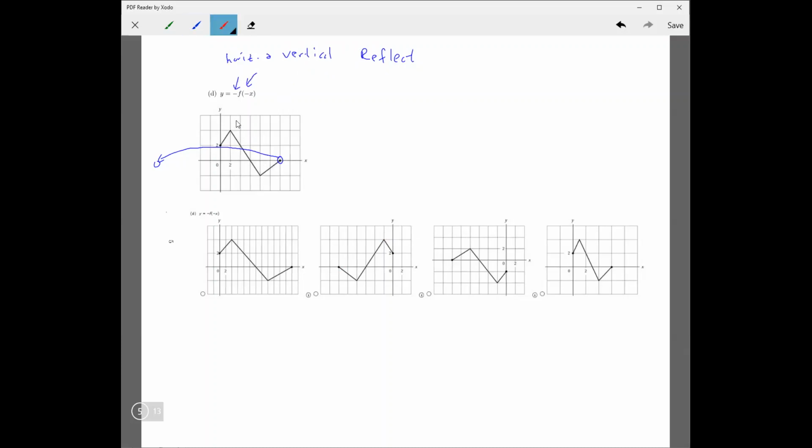But let's say this point right here, that one's going to go over to here, and then the horizontal reflection inside. And then right here, it's got the vertical reflection. So from there, it's going to go down to there. Okay, so that point ends up going over to here.